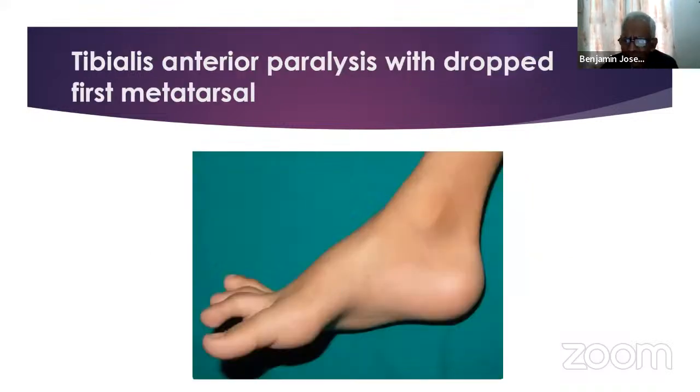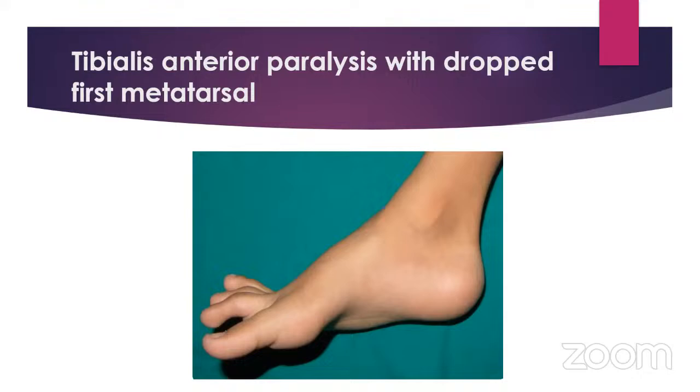So which of these two tendons would you like to do? A peroneus longus transfer or a tibialis posterior transfer? That brings me to the paralysis of the tibialis anterior. If you've got an isolated paralysis, you get what is called a dropped first metatarsal. That is a classical example.